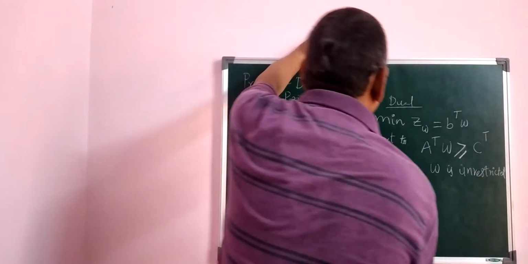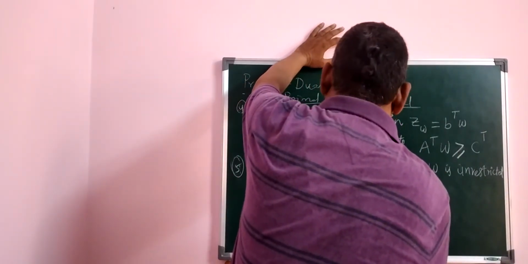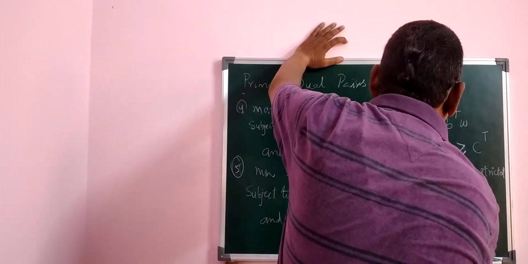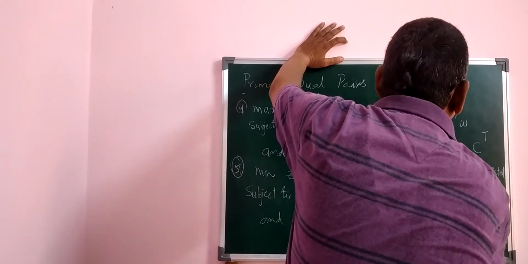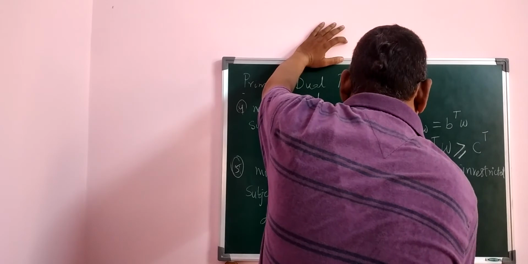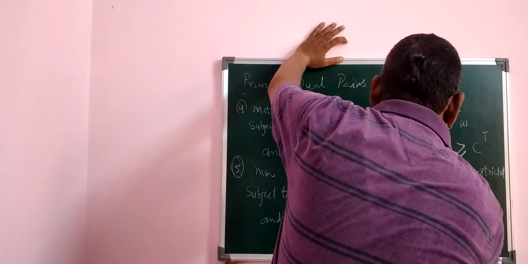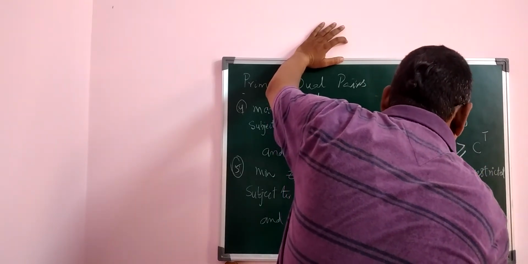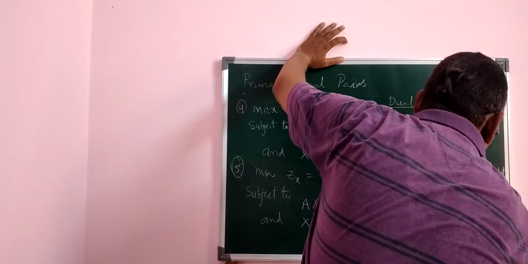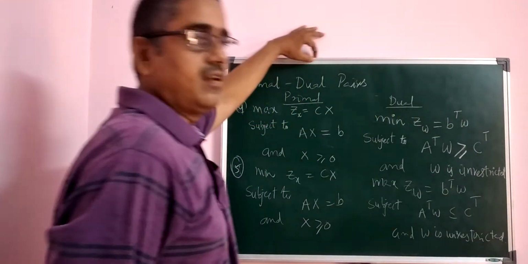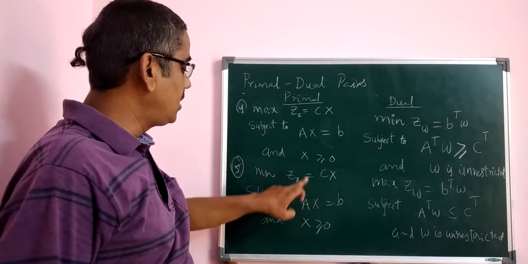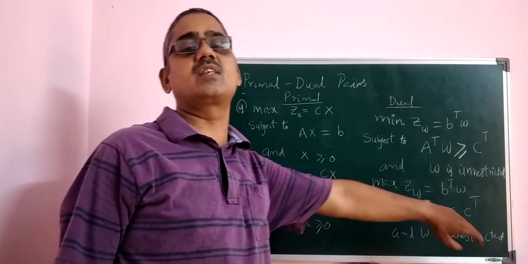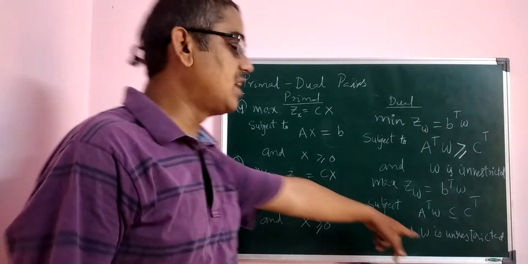Now its dual becomes the dual linear programming problem. Since the primal is minimization, the dual is maximization. Maximize Z(omega) = b transpose omega subject to the constraints A transpose omega less than or equal to c transpose, and omega is unrestricted. This is the format: minimization with equal to constraints becomes maximization with less than or equal to constraints. Omega is unrestricted and x is greater than or equal to 0.